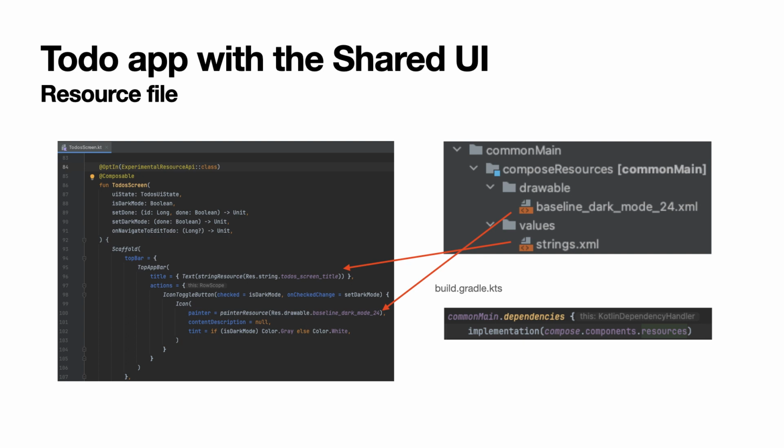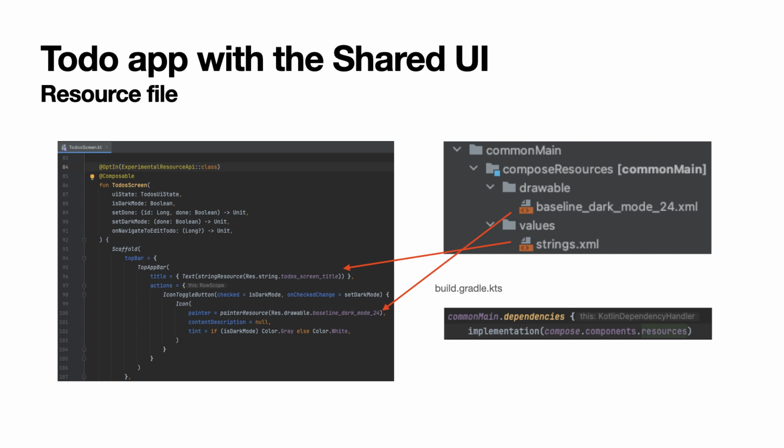Welcome to the Kotlin Multiplatform Learning Series for Android engineers. In this video, we will learn about how to use resource files in the shared UI version of the Todo app, which serves as our sample application. So you can obtain the source code for the Todo app from the GitHub URL provided in the description below.